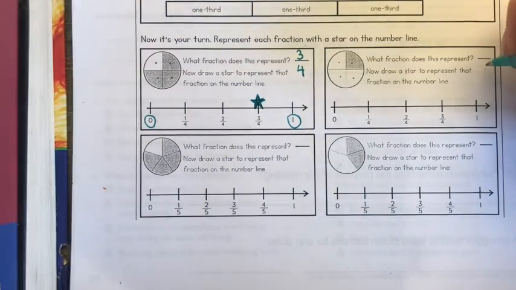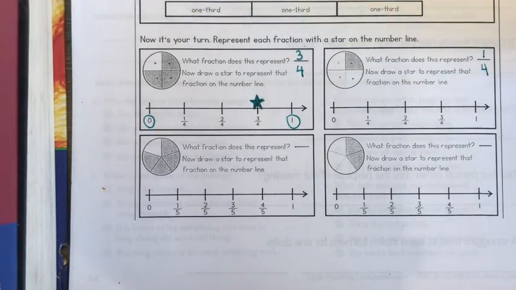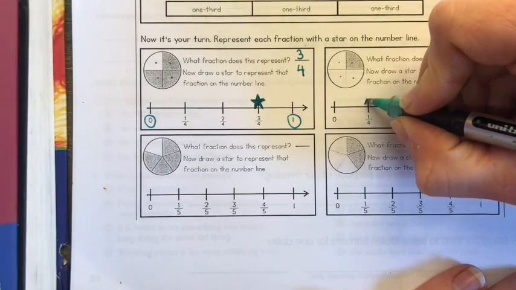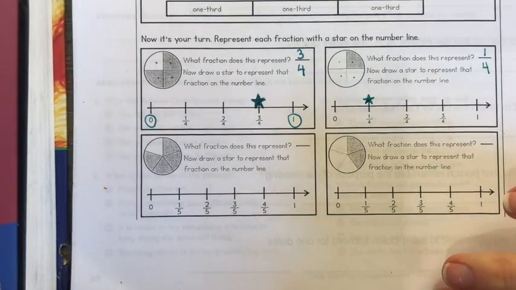Okay, what fraction does this represent? 1, 2, 3, 4 is my denominator. My numerator, my shaded, is 1. Now, draw a star to represent that. I go, okay, I have 1/4. I find 1/4 on my divided number line, and I put a star there.